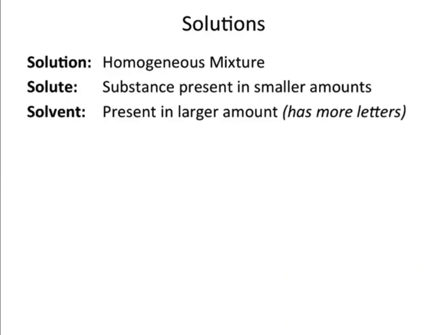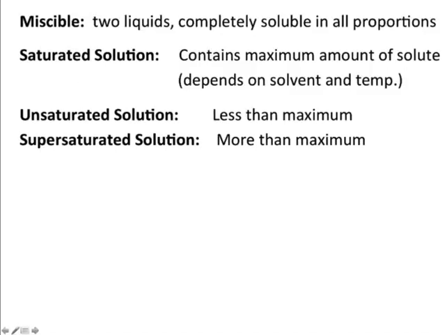So a solution is a homogeneous mixture of two or more components, and by homogeneous we mean that on a very small scale it looks uniform throughout the solution. There's not obvious flecks or clumps or something like that. Now, in a solution, the solute is the substance that's present in smaller amounts, and the solvent is the one that's present in a larger amount. A little memory trick is that the word solvent has more letters in it, so it's the one that's bigger. You have more of it.